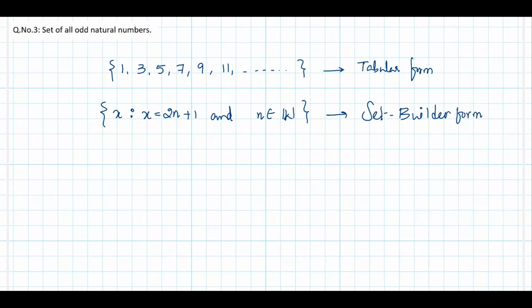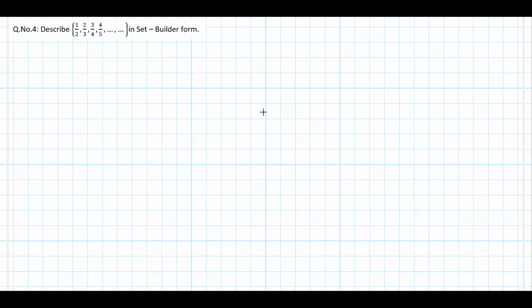Now, next question. Right. So describe, they have given a set which is already in tabular form. Agree? Elements are there and comma separated in a curly bracket. Yes, it is already in tabular form and we have to write this set in set builder form. So yes, how are we going to do this now? So we have to understand the pattern here. So what is the pattern here?